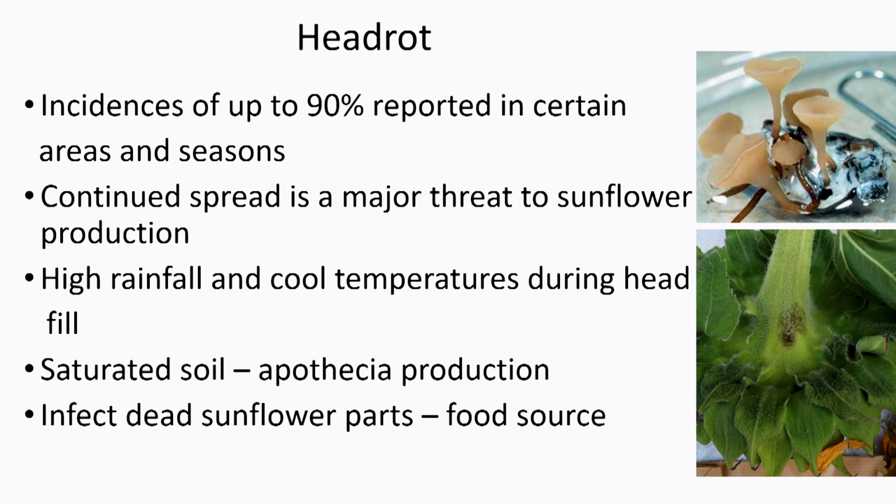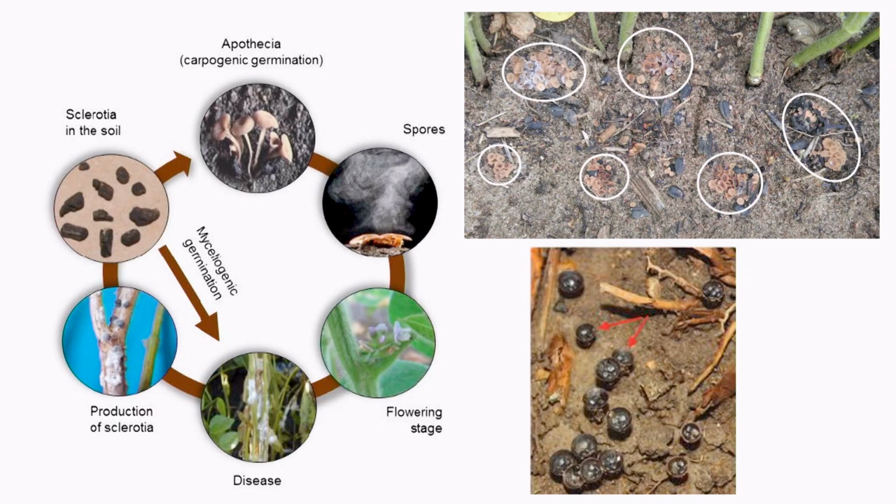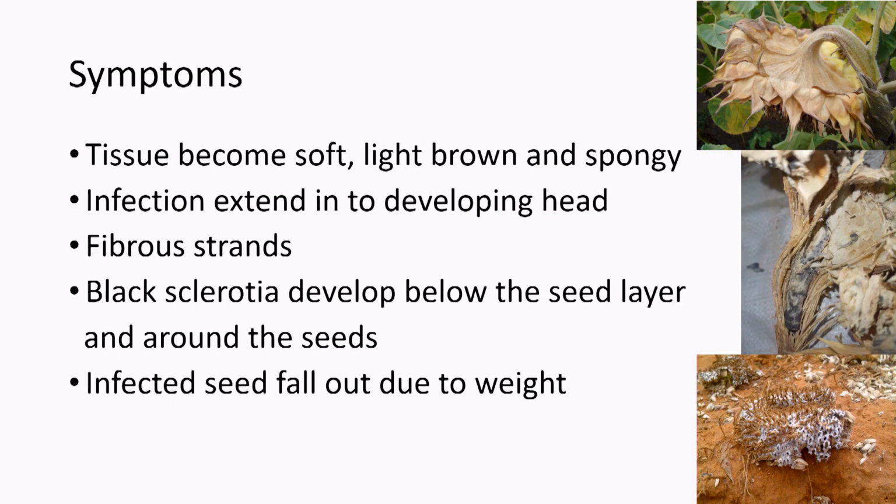Typically, you will see sclerotinia infection starting at the back of the head. It will look like a water-soaked lesion. It can be slimy. And from there on, you will see that it becomes soft, light brown and spongy. So the infection will extend into the developing head. And then also, articles say that the fungus will infect the florets in the front of the head when it's starting to dry down. So the sclerotinia will produce fibrous strands, as you can see here.